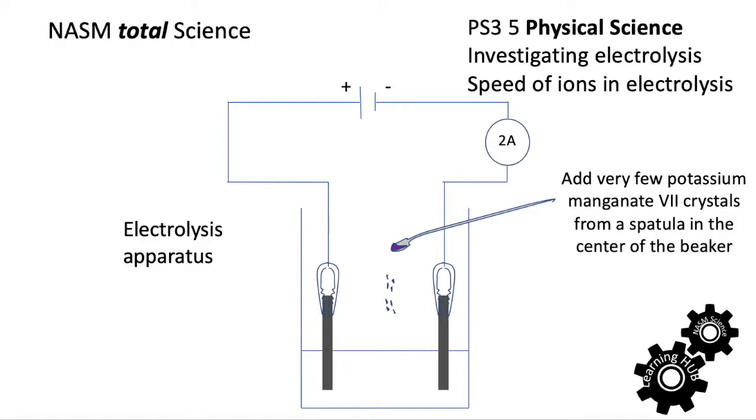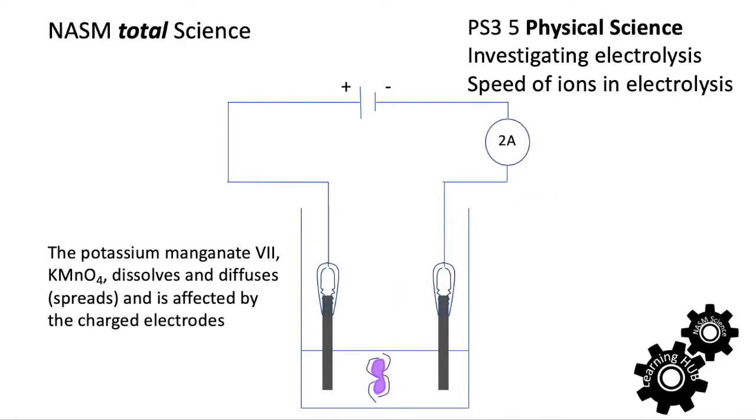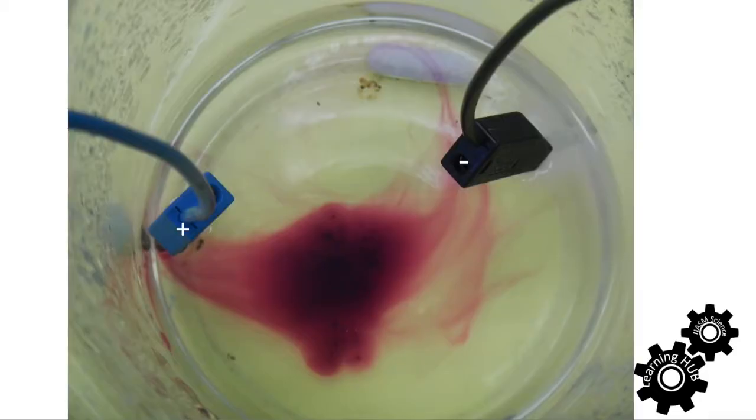And we're going to put a little bit of potassium permanganate, a few crystals, because of its purple color. Now, it dissolves, it spreads, diffusion takes place because of the kinetic theory and the movement of the water molecules. And this is what you see. So it's spreading, but what can you see about the electrodes that are dipped in there? Is there any significant spread?